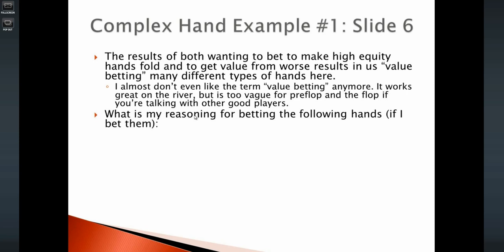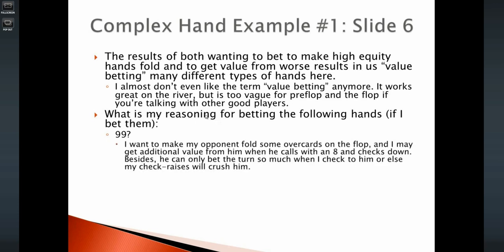So, what is my reasoning for betting the following hands if I do bet them? Pocket nines. So remember the board was 10-8-5 with a flush draw. Why am I betting pocket nines? I want to make my opponent fold some overcards on the flop, and I may get additional value from him when he calls with an 8 and checks down. Besides, he can only bet the turn so much when I check to him, or else my check raises will crush him. This sounds really reasonable to me. This is my thought process, so I would hope it sounds reasonable, but if I bet nines on the 10-8-5 board with a flush draw and I make my opponent fold king, queen, or king, jack, awesome.